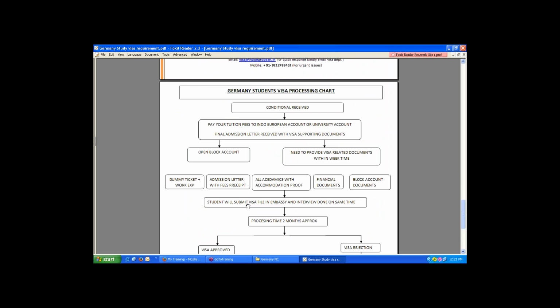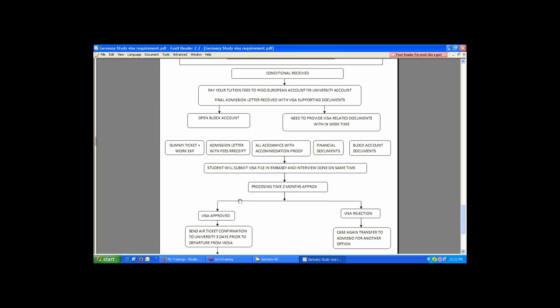If we talk about the process, this is the processing chart for Germany. Condition letter received, pay your tuition fees to the Indo-European account or university account. Final letters, admission letter received with visa supporting documents. Like, in case the student pays the tuition fees to the university, the university will provide accommodation proof and a tuition fees transaction copy. Simultaneously, the student will have to open his block account to avoid any kind of delay in his visa process.